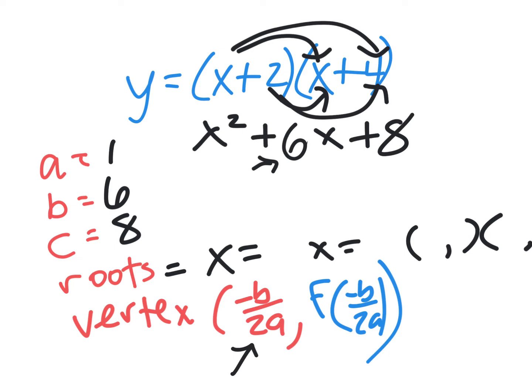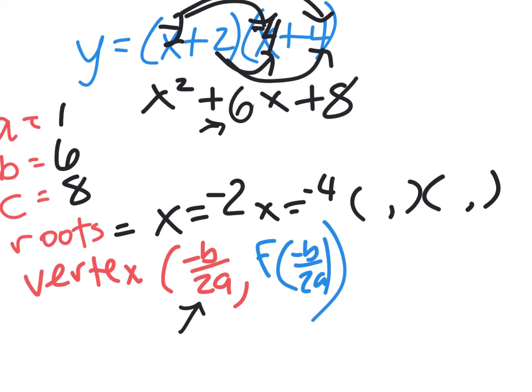-2 and -4. Because they're the things that make it equal 0. That's sometimes the way we call them, the zeros. Okay, cool. And could you have written them like this? Yeah, the x-intercepts are where y equals 0. So it would have been -2, comma 0 and -4, comma 0. You didn't have to write them that way.